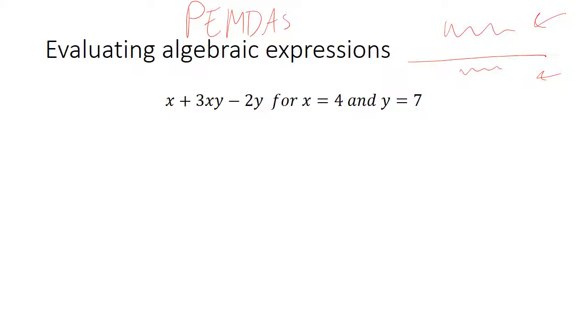So let's evaluate this expression here. If x is equal to 4 and y is equal to 7, so I'm going to rewrite it and I'm going to put 4 in place of x and 7 in place of y and then use PEMDAS to evaluate. So this would be 4 plus 3 times 4 times 7 minus 2 times 7. So now I'm going to need to multiply first. So I need to multiply these and multiply these before I add. So that would be 12 times 7, which is 84. So it would be 4 plus 84 minus 14. Now, you're going to do your 4 plus your 84, which would be 88, minus 14, which is 74.